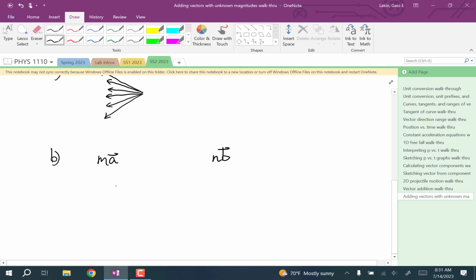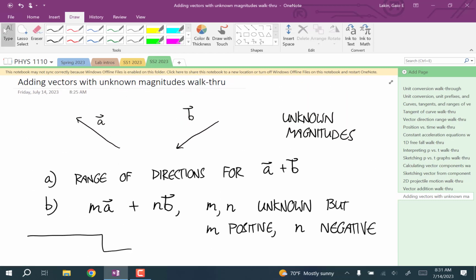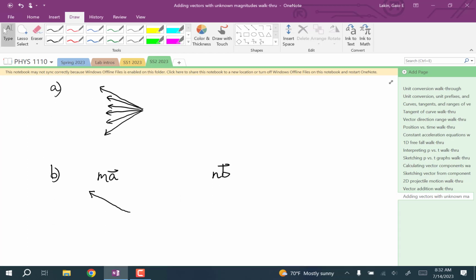If you multiply a positive number times a vector, you get the same direction back, and so that's the vector MA. Now see if you can come up with the direction of the vector NB, where N is negative. Pause the video. Well, a negative number times B is just going to be in the exact opposite direction. So N times B is going to be a vector in that direction, exactly opposite the direction of B.